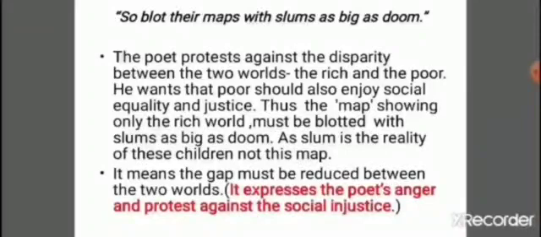As slum is the reality of these children, not this map. In this way, he wants to finish the gap between the rich and the poor world. It means the gap must be reduced between the two worlds, and it expresses the poet's anger and protest against the social injustice.